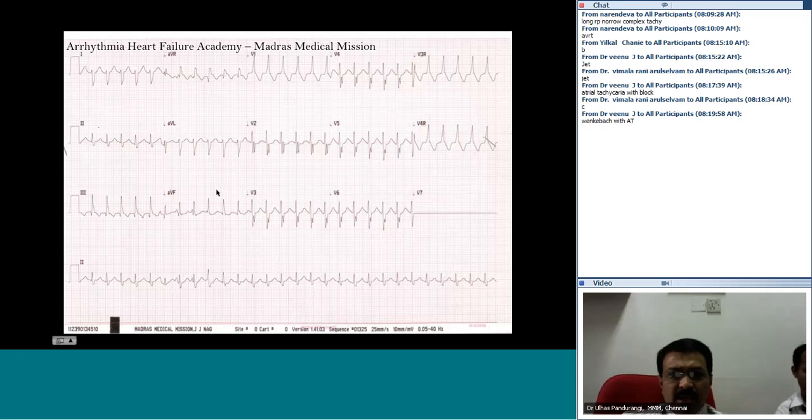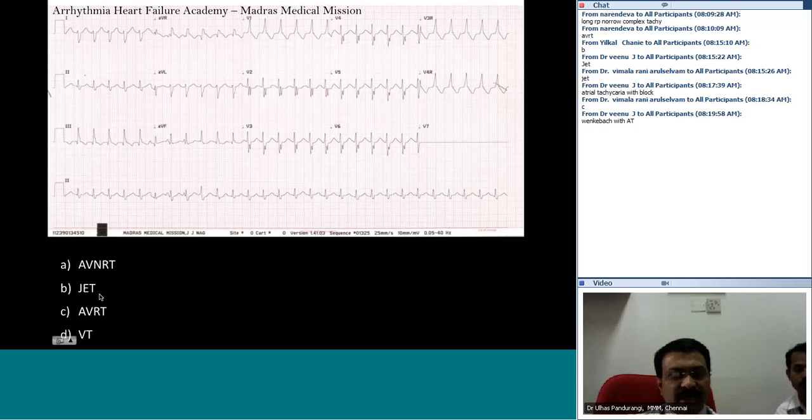So what could be your diagnosis? I am going to be giving you some choices here. The choices are AVNRT, junctional ectopic tachycardia, AVRT, and ventricular tachycardia. Narendeva, I think you are very smart in reading ECG and you have appropriately picked up the right answer, and that is ventricular tachycardia. Can I ask you one question? What made you think it is ventricular tachycardia?